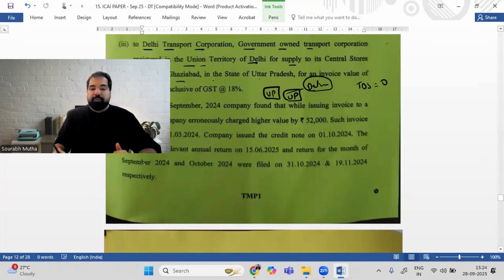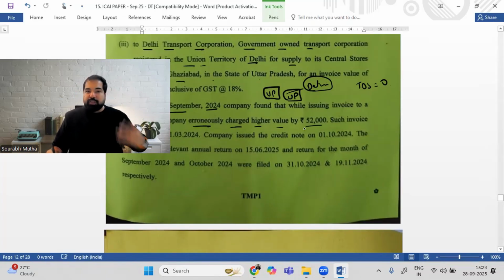Let's look at the last one. In the month of September 2024, the company found that while issuing the invoice to a customer, the company erroneously charged a higher value. Guys, mistakes happen. Everyone makes mistakes. Instead of charging some X amount, you charged 50 to 1,000 extra. Whenever you charge extra, you have to reduce the amount, so you have to issue a credit note. Such invoice was issued on 31st March 2024.